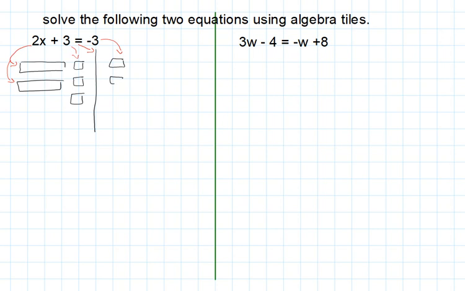1, 2, 3. Just be careful when you're drawing these. Make sure that the rectangles and the squares look very different, very distinguishable. Okay, it has to be clear that this is a square, not a rectangle. Okay, so that's the first step.